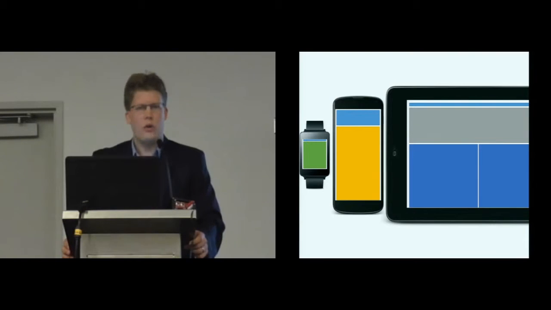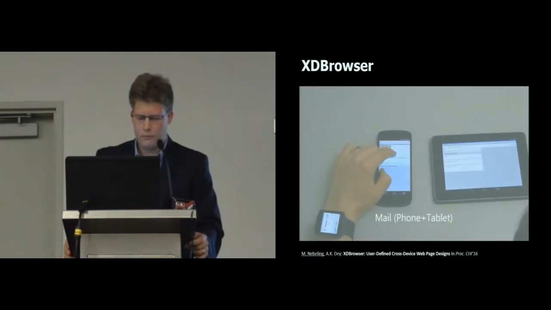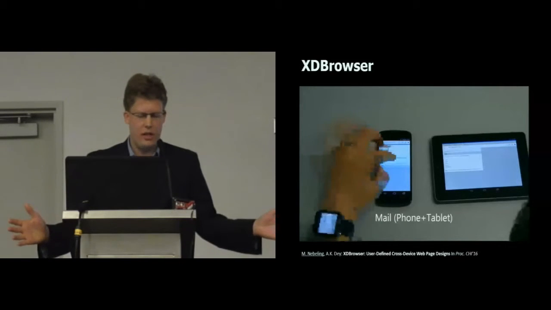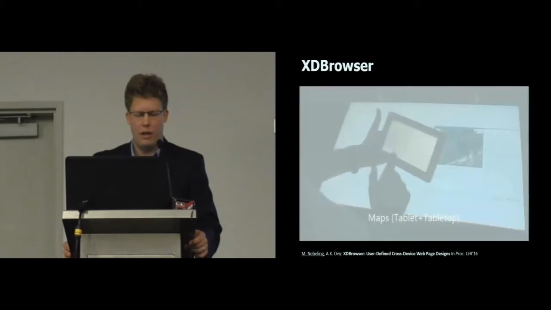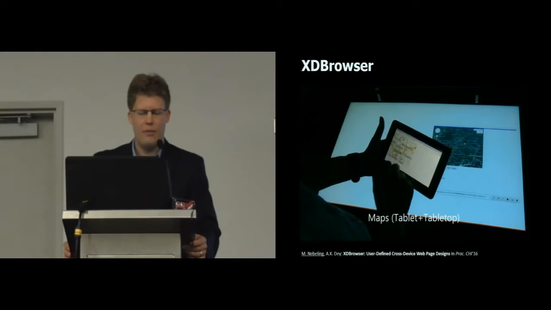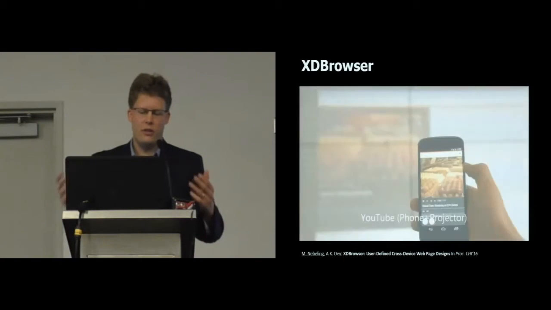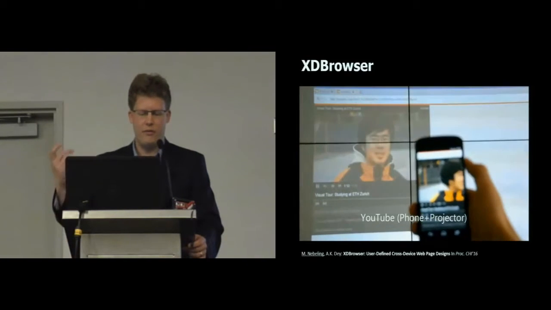And so I show you some examples of what people wanted to do with the browser when we actually gave it to them. This is XDBrowser in action, and here I'm showing you some examples. This is Gmail distributed over 2 devices. This is Maps distributed over a tablet and a Microsoft Surface tabletop. What you notice is the same location, but different kinds of information that you see.